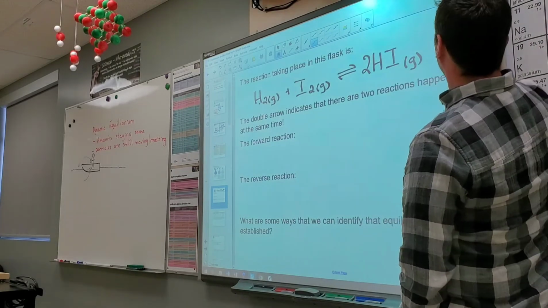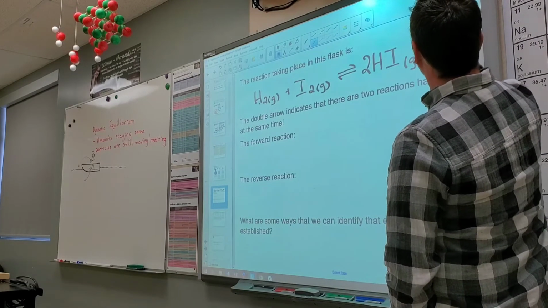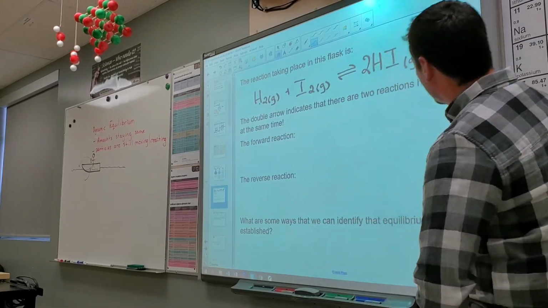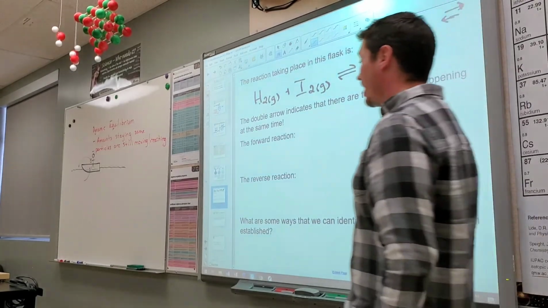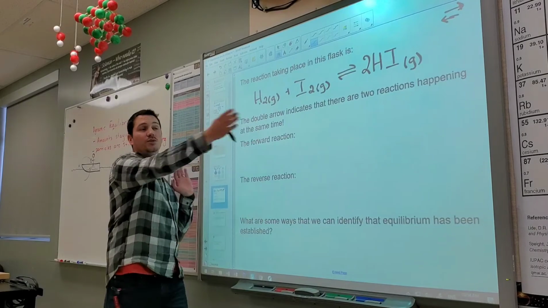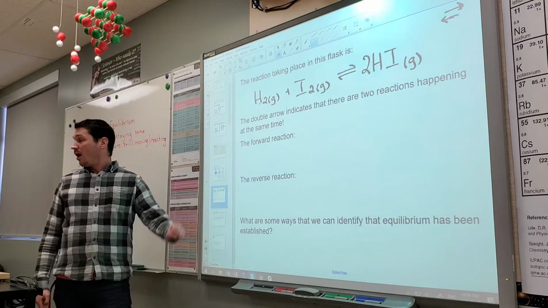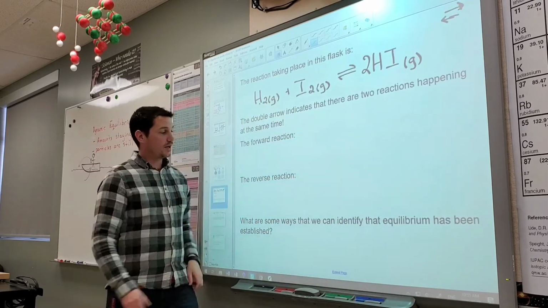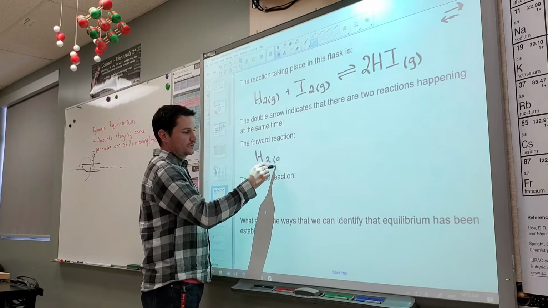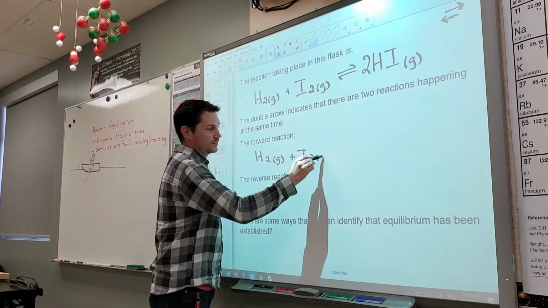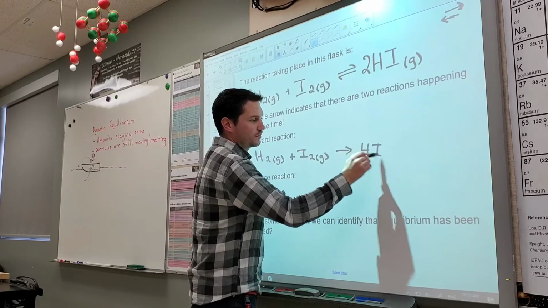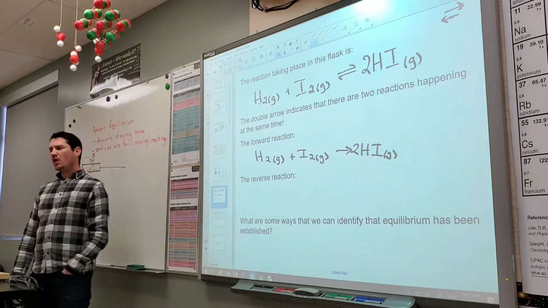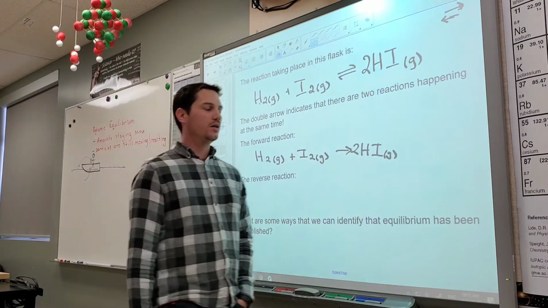And remember, like we said yesterday, it's okay if you write this. That's perfectly fine, just 2 arrows. The double-headed arrow indicates that there are 2 reactions happening at the exact same time. What's the most obvious reaction you see here? Probably the forwards direction reaction. Hydrogen and iodine make hydrogen iodide, just like we had earlier.